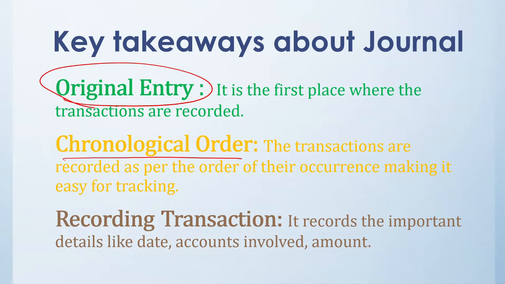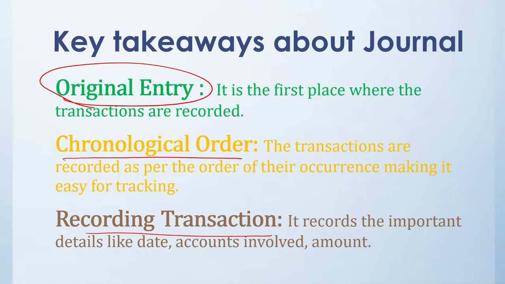Why is it recorded in the chronological order? Because when you look back to a previous month, it should be easy for you to place down the transactions, right? That's why it's mentioned in the chronological order. Third one is recording of transactions. First, the transactions are put into a journal. Only then they are taken to the ledger and trial balance and so on. So the first time the transactions are recorded is in the journal, that is why recording the transaction is a key takeaway of the journal.